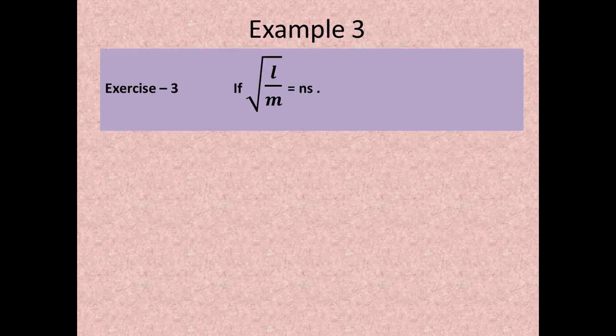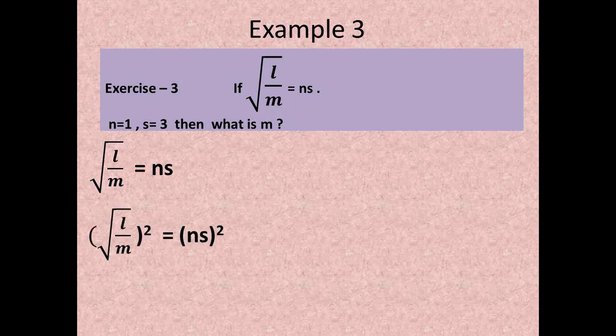Example 3. If square root of L upon M is equal to N upon Ns, N is equal to 1, S is equal to 3, then what is M? How do we remove the square root of L upon M? If you remember, the way to remove the square root that we did in the last exercise, square root means power 1 upon 2. Now we do the opposite. We find the square of both the sides.